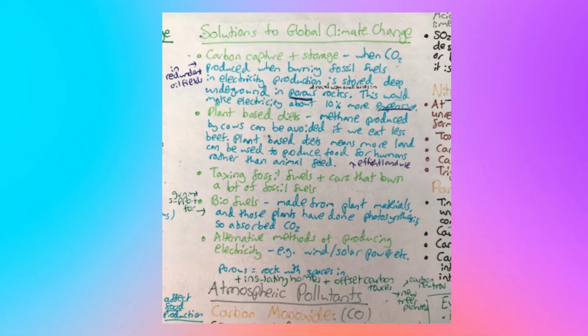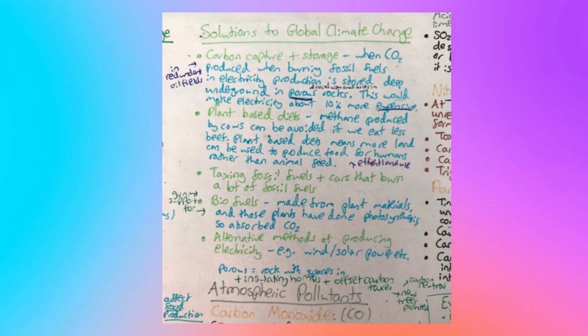So the first one that we look at is carbon capture and storage. This is when CO2 produced when burning fossil fuels in electricity production is stored deep underground in porous rocks. Porous rocks are just rocks with little holes in. And this usually takes place in redundant oil fields. However, this would make electricity about 10% more expensive.